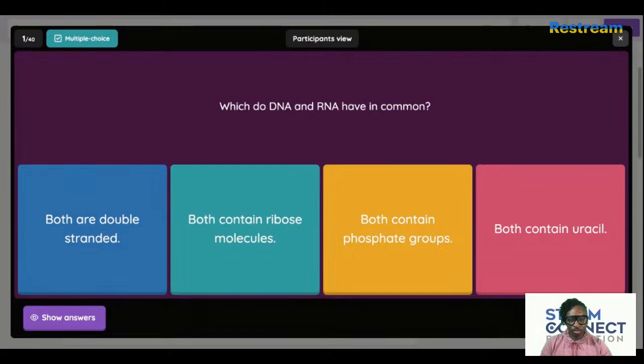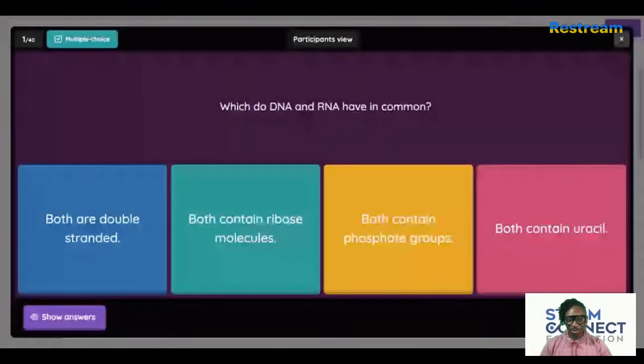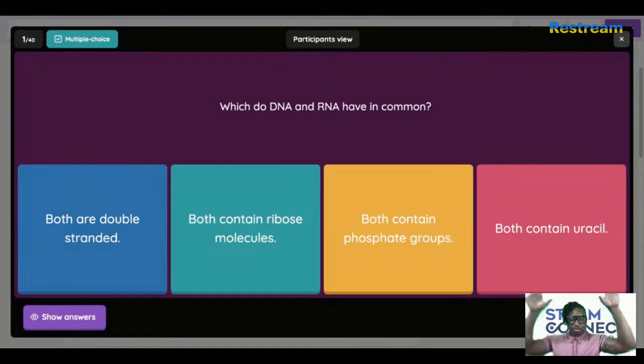Or she says teal. All right. She's a fashion. She's a color girl. All right. Which do they have in common? The answer is correct. They both have ribo. Remember ribonucleic acid? They both contain phosphate. To remember, if you think about the backbone of DNA, they're made of the alternating phosphate groups.